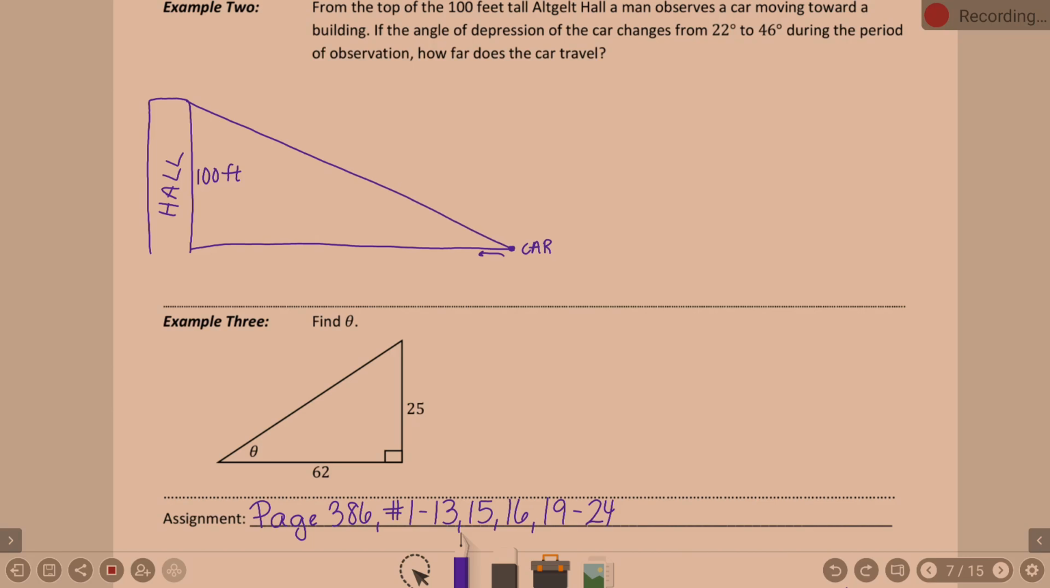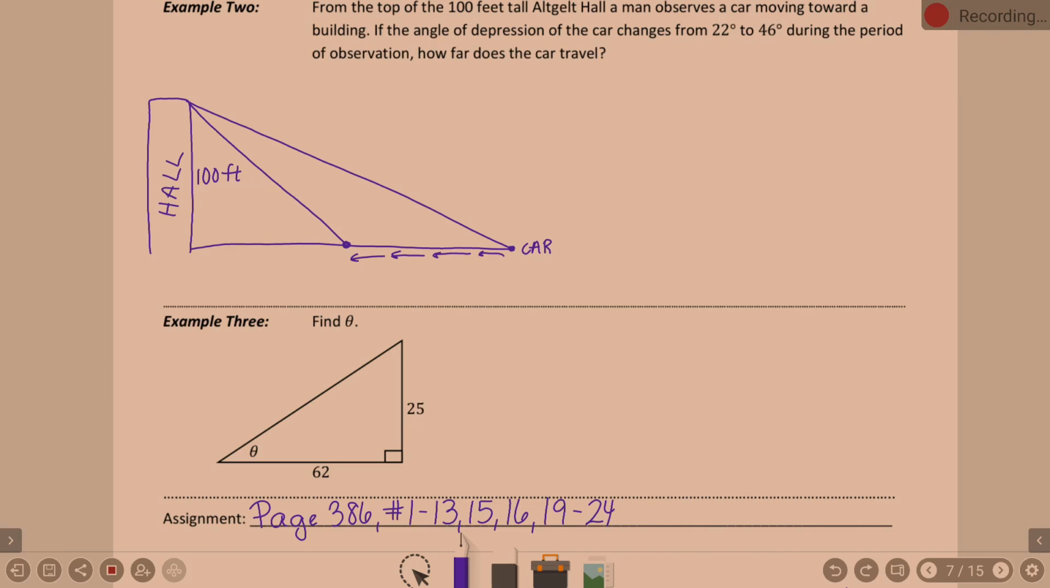Okay. We're looking at, he first spots the car way out here. And then what happens? The car drives a little bit, and then he spies the car again. So now we've got a second spot that he sees the car. So you've got 2 triangles going on. Okay?